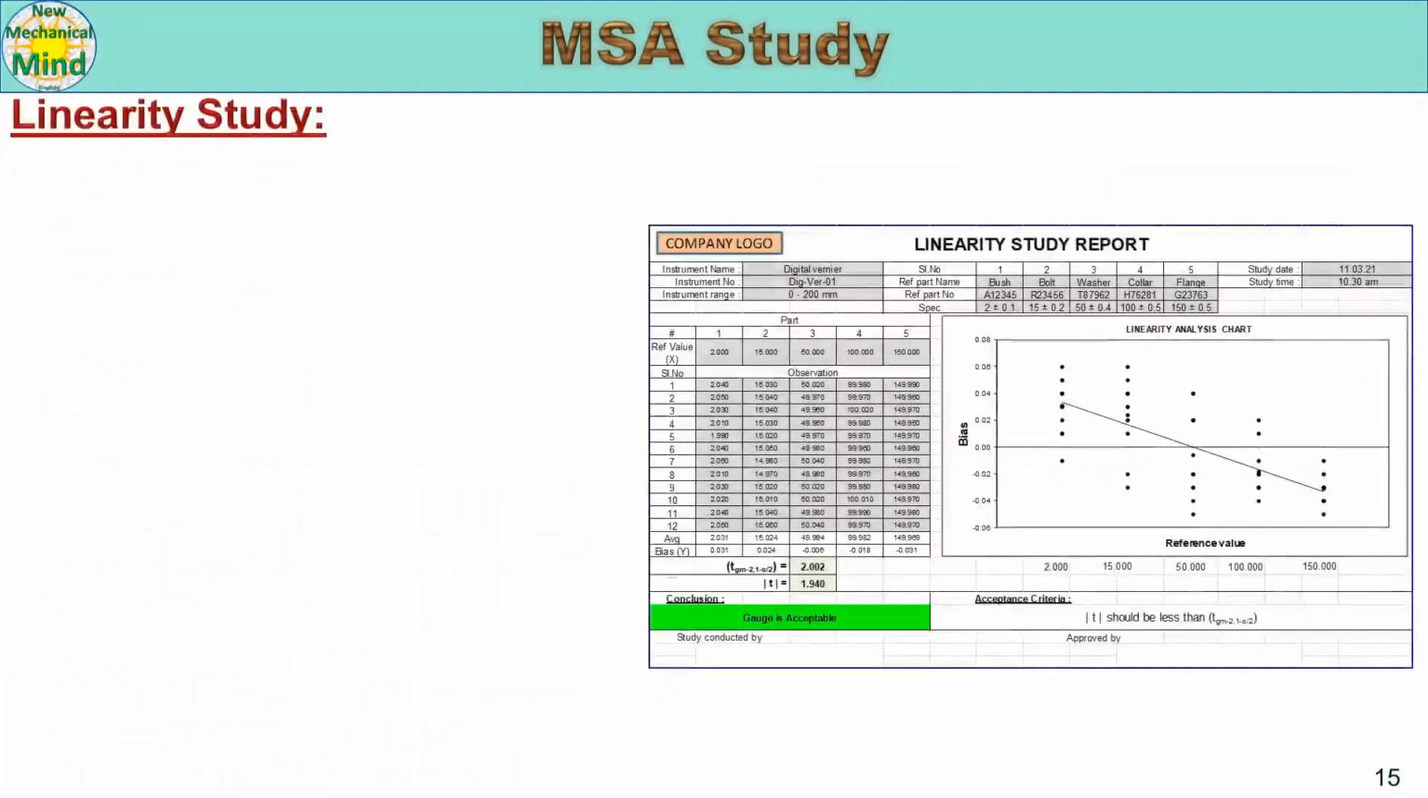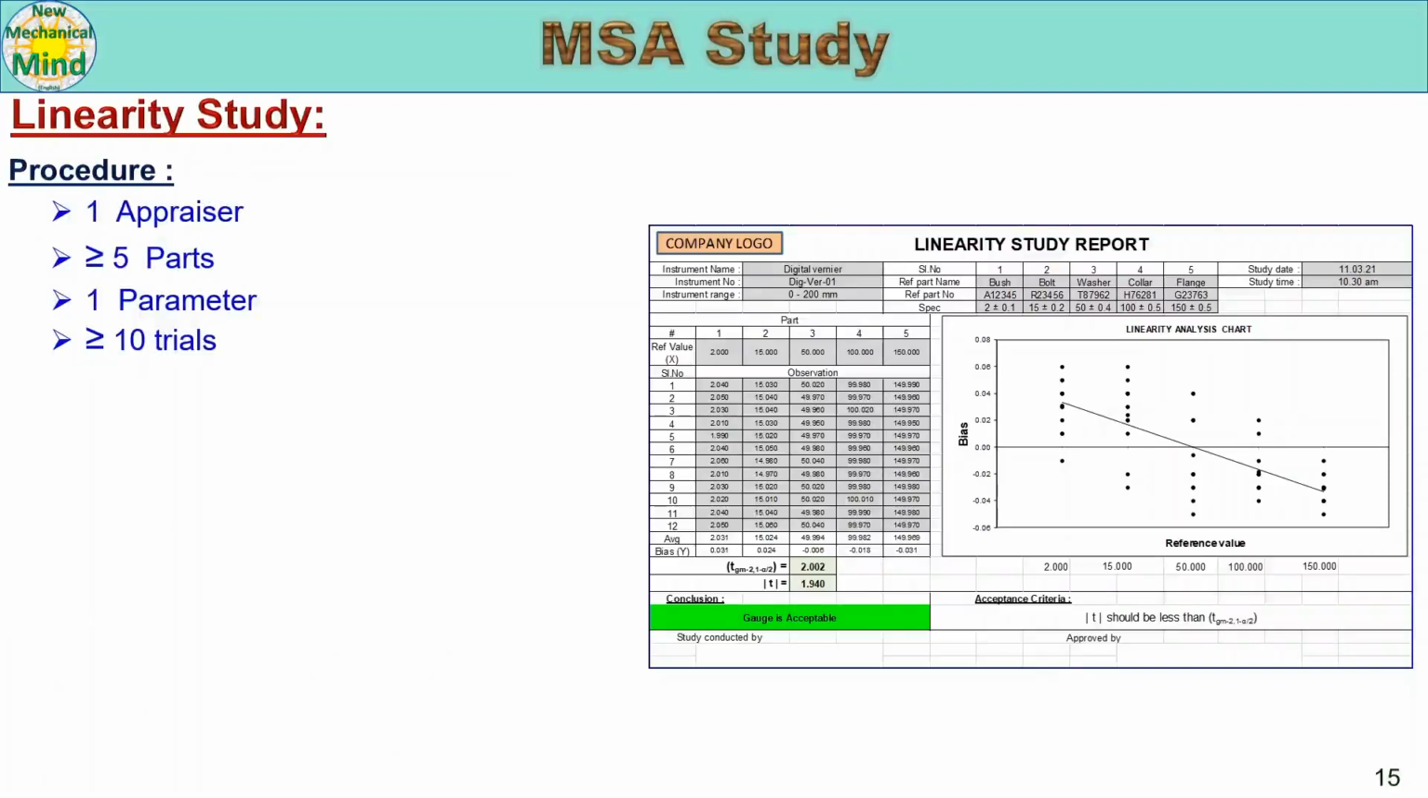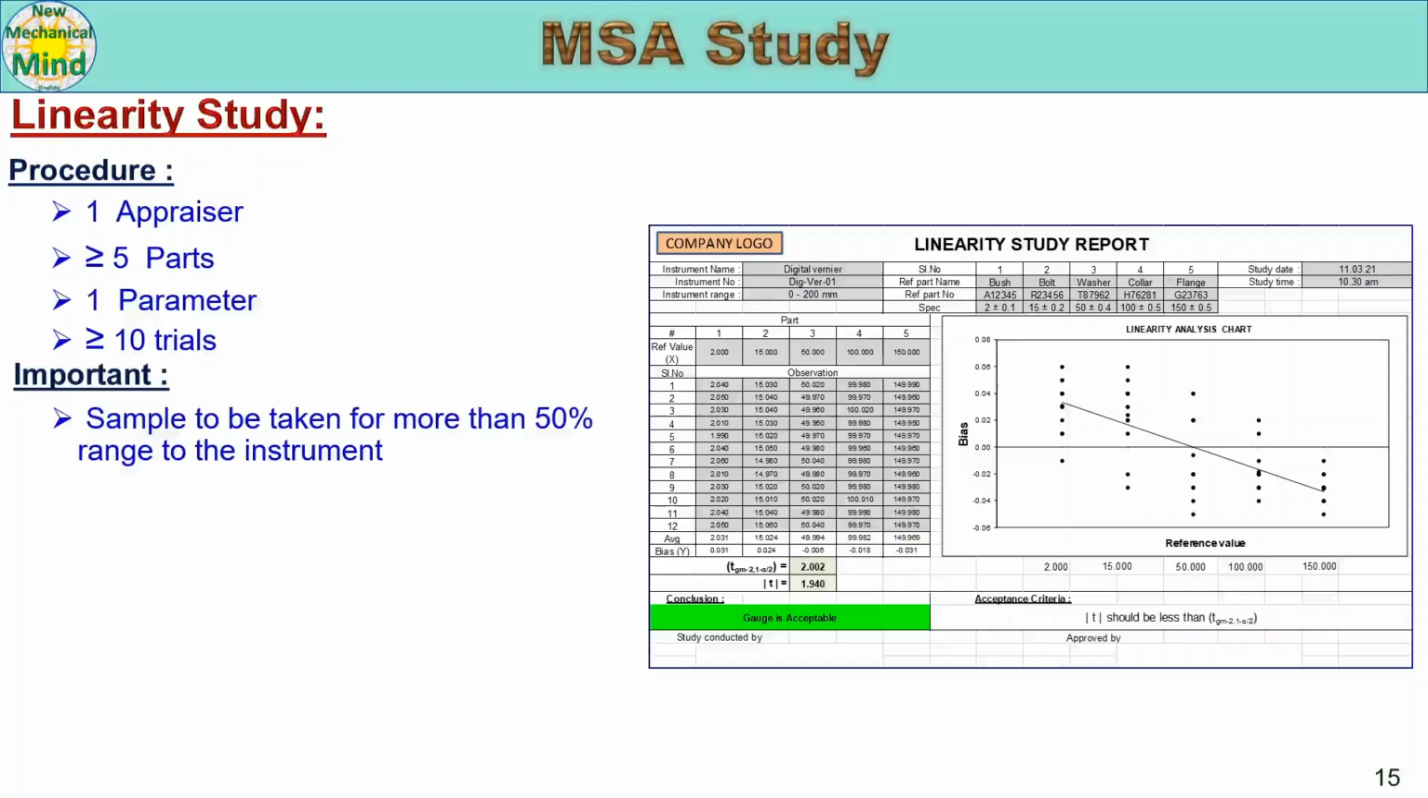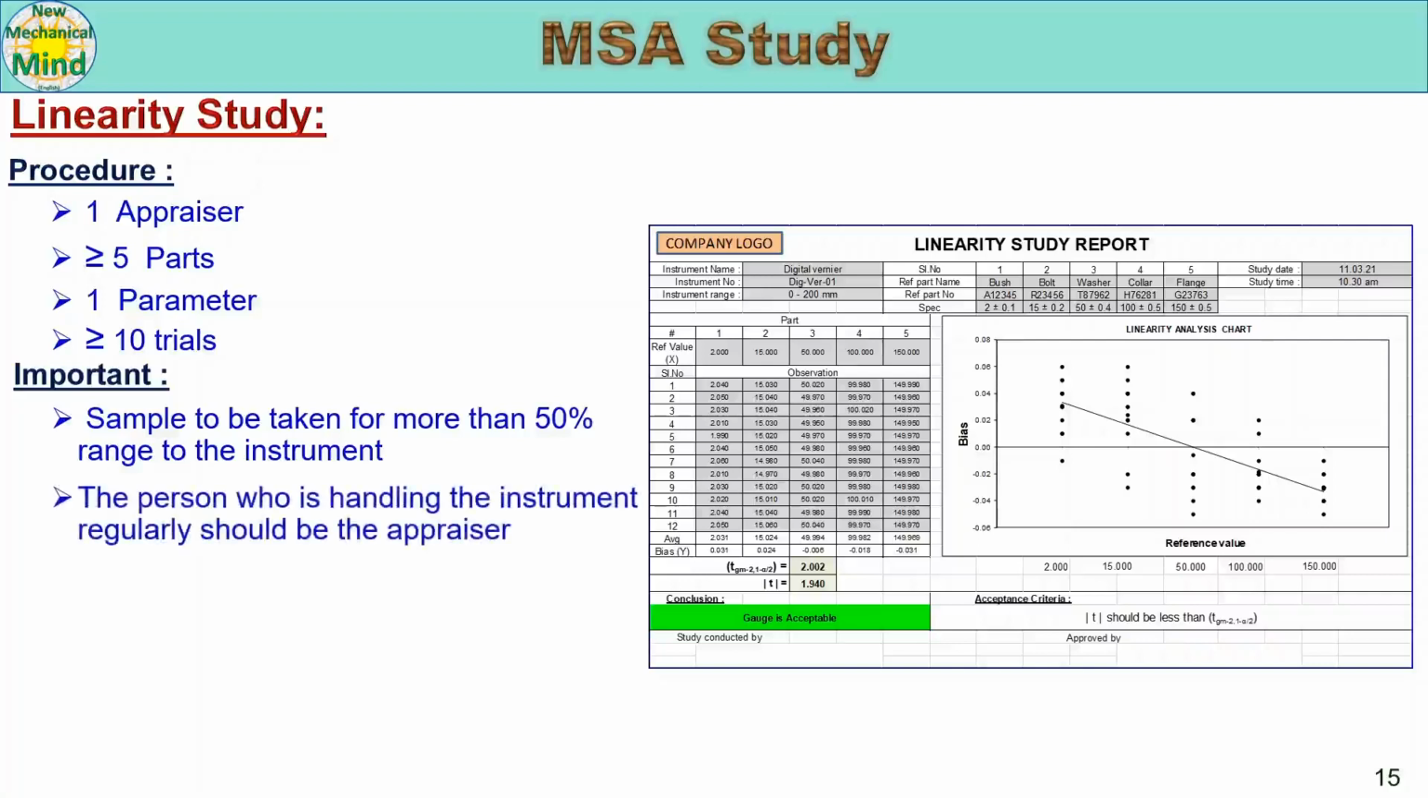Finally, linearity study. The procedure for linearity study is 1 appraiser, greater than or equal to 5 parts, 1 parameter, greater than or equal to 10 trials to be conducted. This is the procedure for linearity study. In linearity study, the important thing is the sample is to be taken for more than 50% range of the instrument, and the person who is handling the instrument regularly should be the appraiser. These two are the important things to be followed in linearity study.